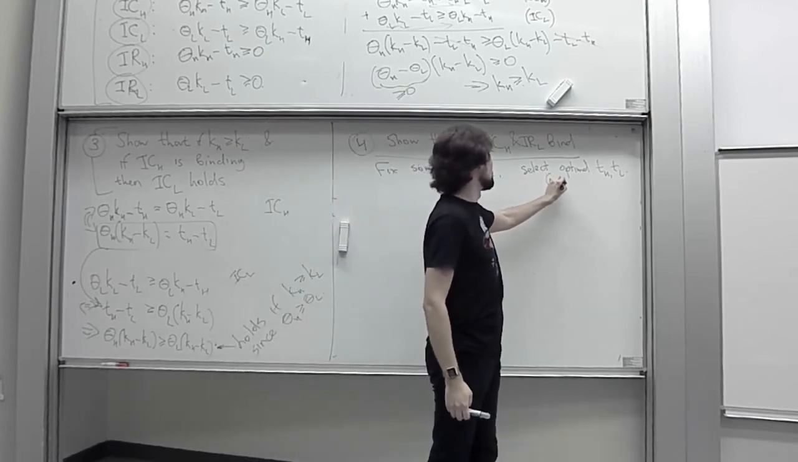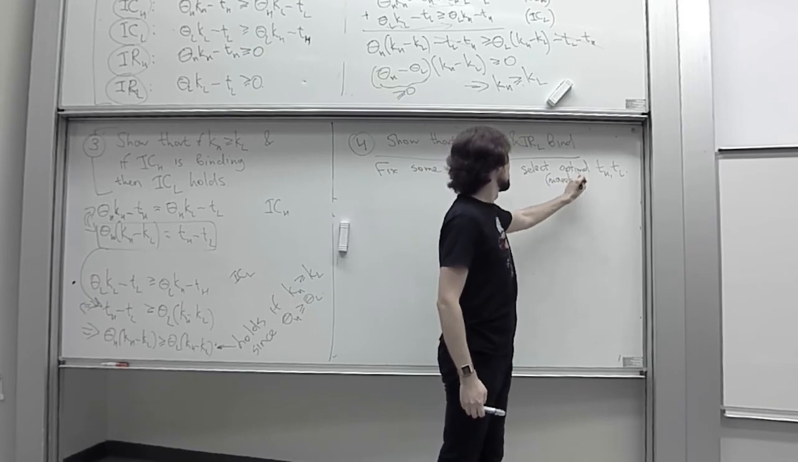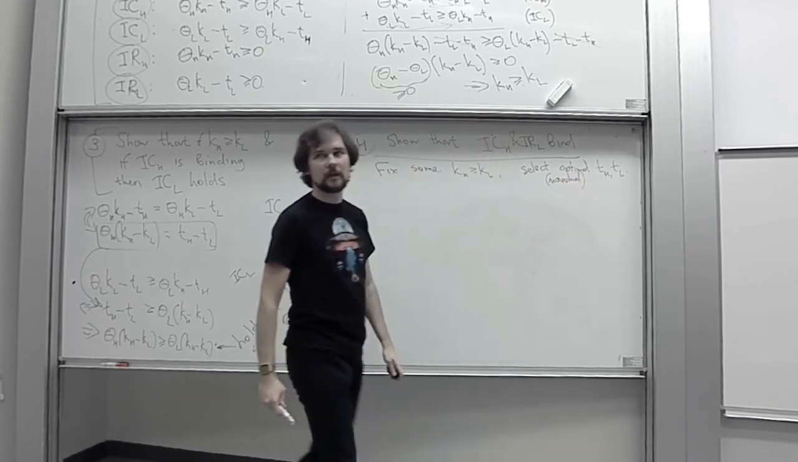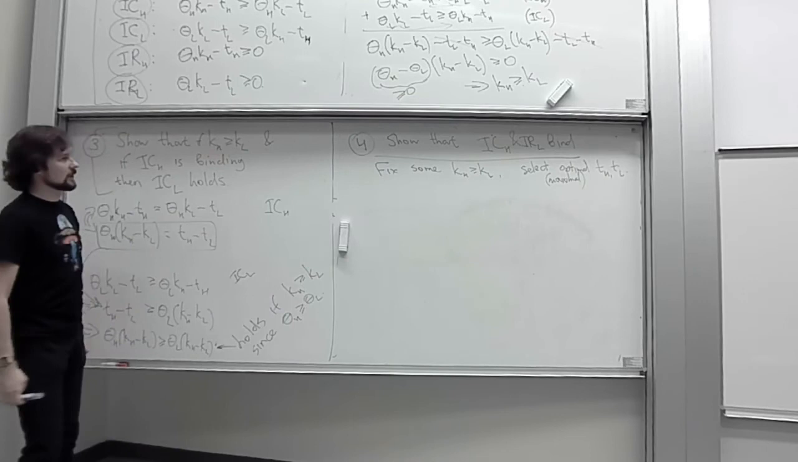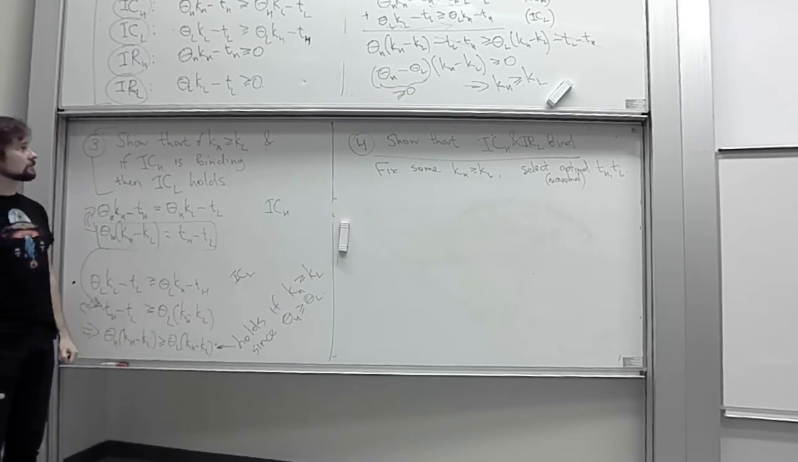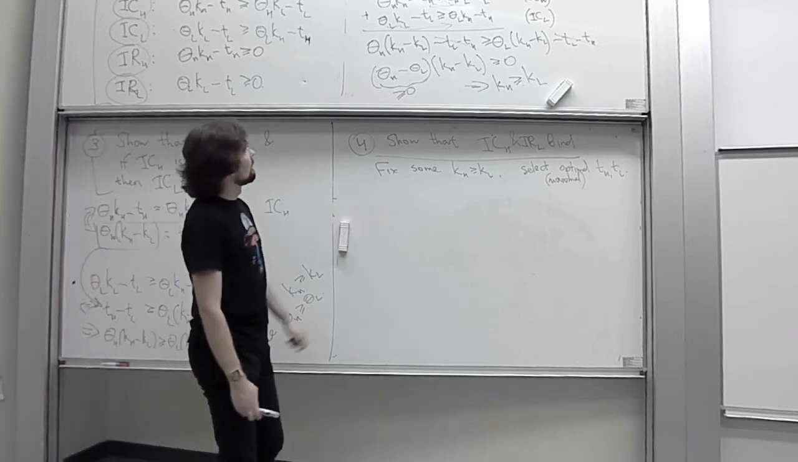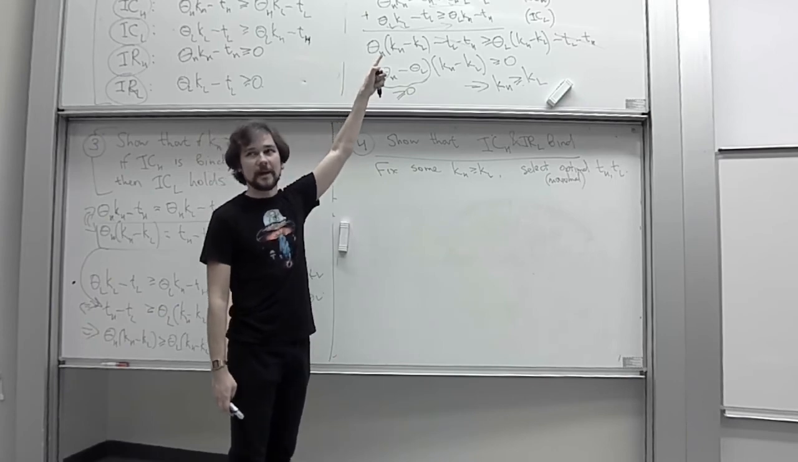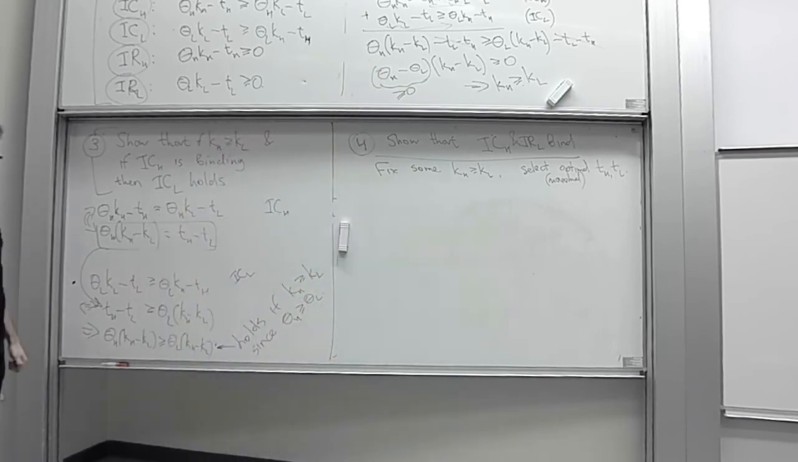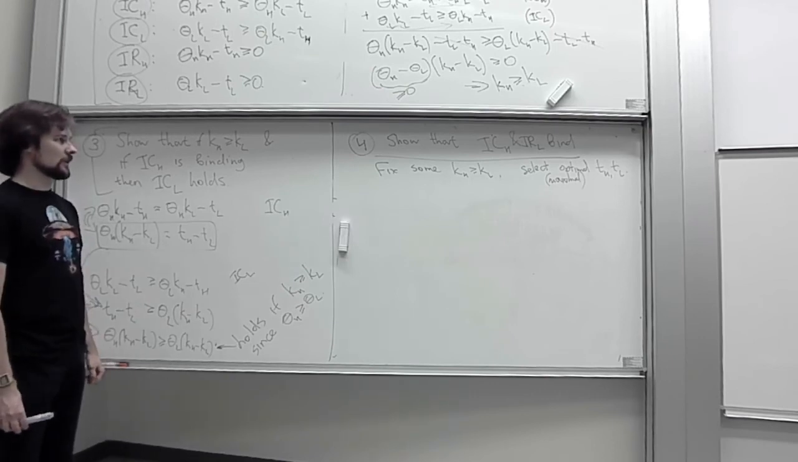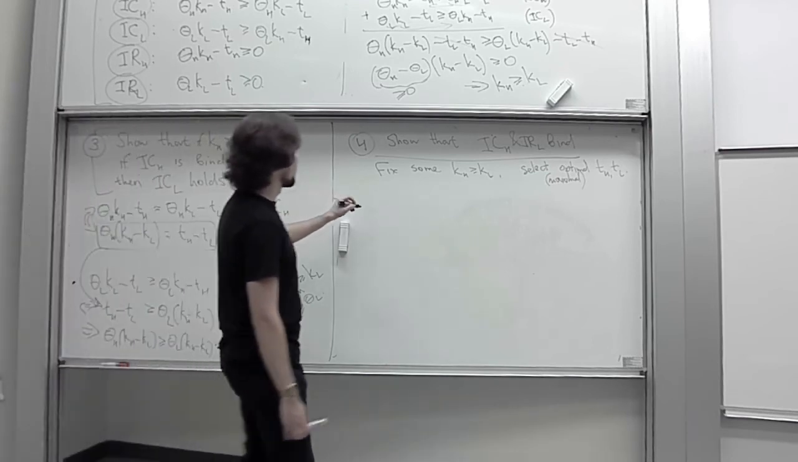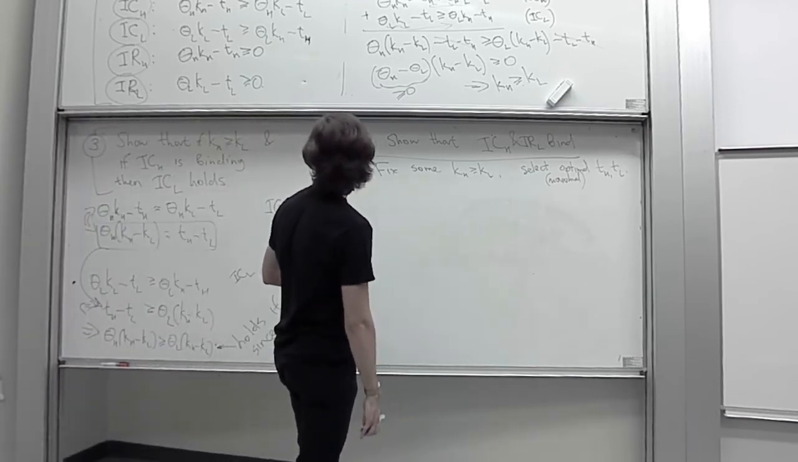So you can say that we want to select maximal pair of transfers, which satisfy all of the constraints that we have here. But we already know a few things. Firstly, we know that we can ignore IR of the high type. And I guess we cannot really ignore IC of the low type. And I guess we can just look at these two. So let's try to find best TH and TL given these two.